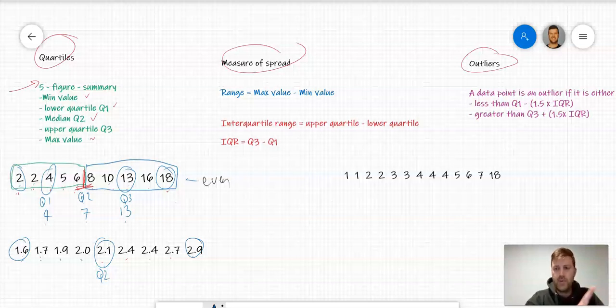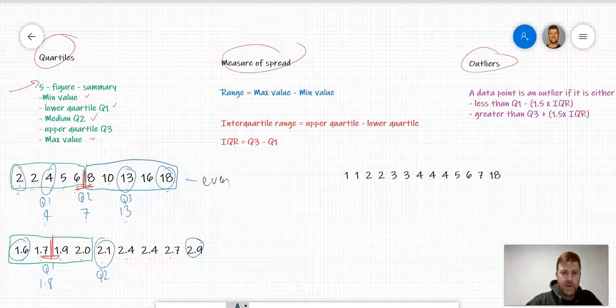Now, this is really important. This is different from when we have an even set of data. When we're working out the Q1 value, we're only looking at the lower half of the data, not including the median value. So we're only looking at those bottom 4 numbers. The middle of those bottom 4 numbers is in between 1.7 and 1.9. So it's the average of those two numbers. 1.7 plus 1.9 divided by 2 is 1.8. So my Q1 value is 1.8, halfway in between 1.7 and 1.9.